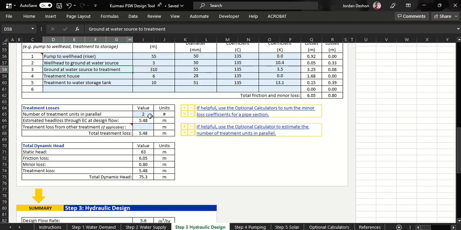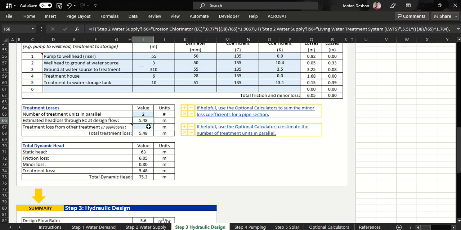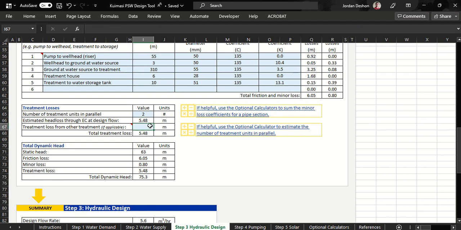After that is the treatment losses, and first we can enter the number of treatment units in parallel. We had 2 erosion chlorinators we're using, and that automatically calculates the head loss through the erosion chlorinators at your design flow rate. If you used treatment equipment that was not Water Mission treatment equipment, you could enter that value here as the other treatment loss, and you might have to get that from the manufacturer or specifications about the treatment equipment you're using.